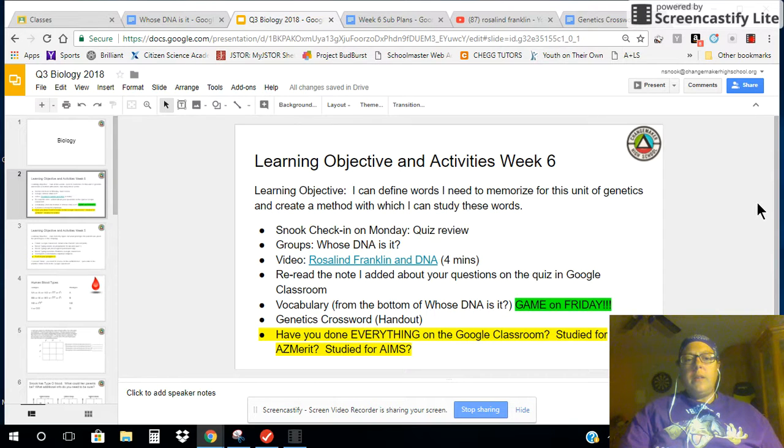This is week 6, and this week you're going to be focusing on an introduction to DNA, which is the major part of genetics unit. We are going to take a break from Punnett squares, but don't forget all of that stuff yet. Your learning objective this week is to define words that you need to memorize for this unit, and you need to create a study method so that you can remember these words. I recommend note cards. You can get them at the 99-cent store.